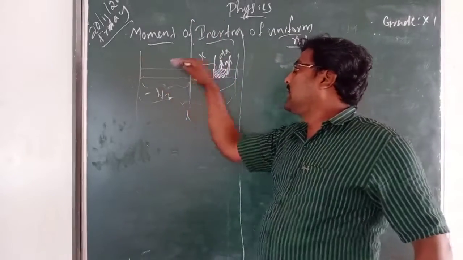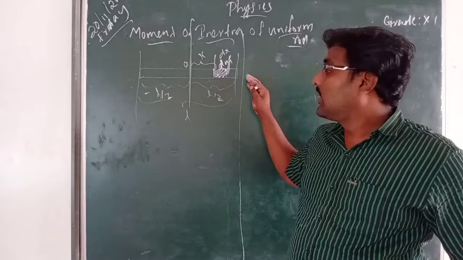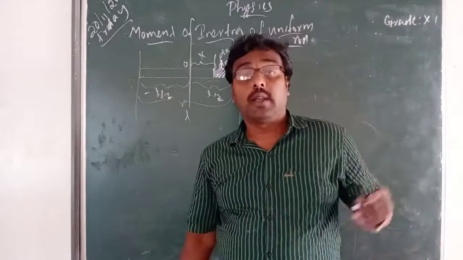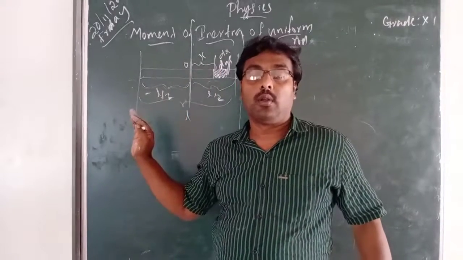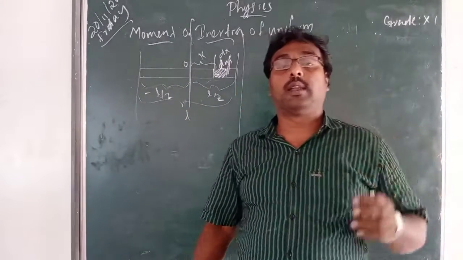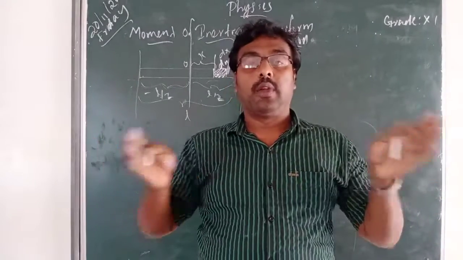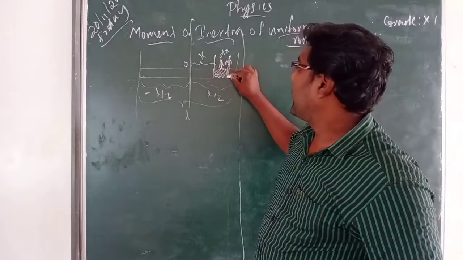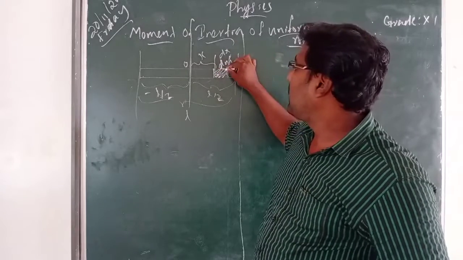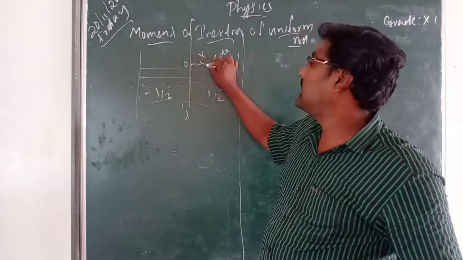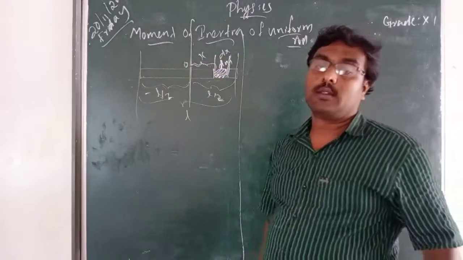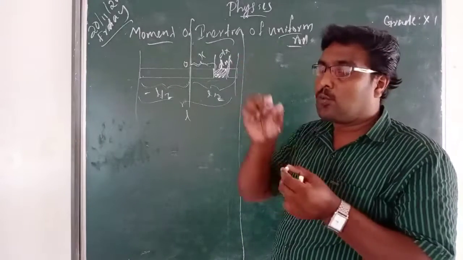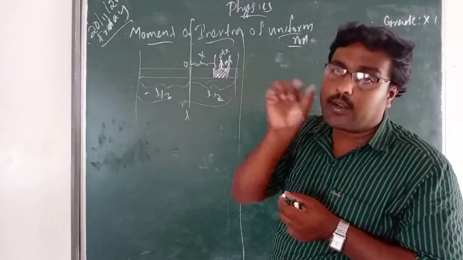So we can consider this uniform rod along the x-axis, and from this we have to find out the moment of inertia of this uniform rod. To find this, we divide it into small parts. We take a small part dm, at a distance x from the center, and this small portion has length dx.